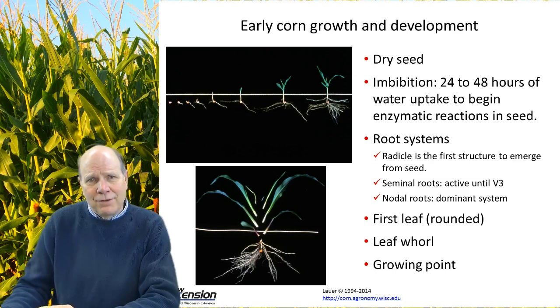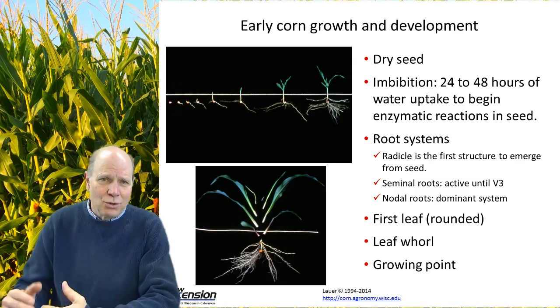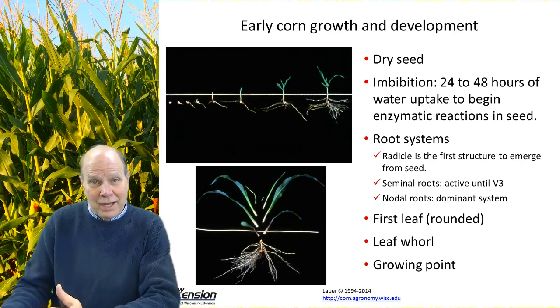At the V2 stage of development, that growing point is sitting about 3/4 of an inch to an inch below the soil surface. Now this is really important because in the northern tier of states, we oftentimes have a number of frosts that come through and basically burn off leaves that have emerged on corn. But since that growing point sits below the soil surface, there's a little bit of an insulation effect that goes on that allows that growing point to survive.